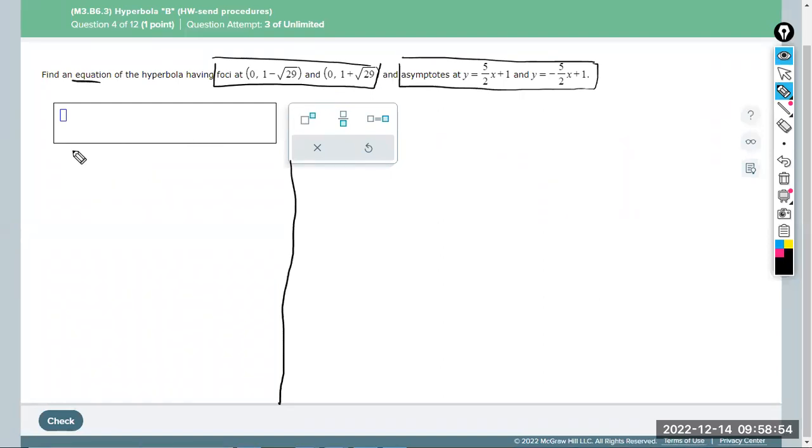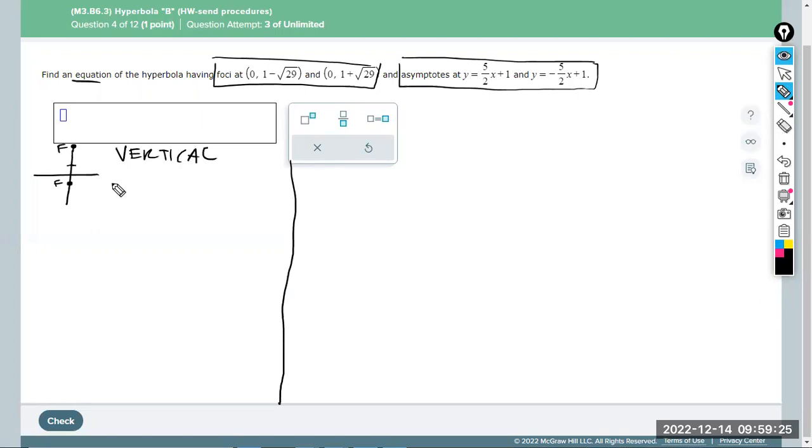First, let's find out if it is horizontal or vertical with a quick sketch. Here is (0, 1 minus the square root of 29). I don't know how much the square root of 29 is, but it is lower. I'm going to subtract a little bit, and 1 plus the square root of 29. Then the foci will look like this, and it is a vertical hyperbola.